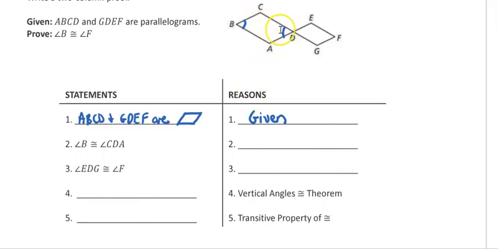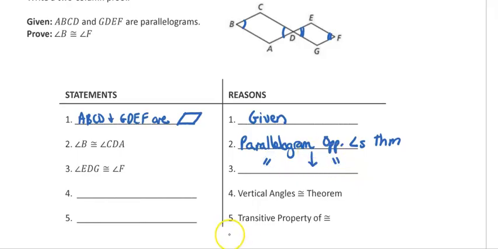Now these are opposite angles. So if I look back at my theorems, I see that that's parallelogram opposite angles theorem. It says that if it's a parallelogram, opposite angles are congruent. All right, now it's saying that angle EDG is congruent to angle F. That's this one, is congruent to F. That's, again, the parallelogram opposite angles theorem. I'm going to draw a little quote mark, just meaning repeat that right down there.